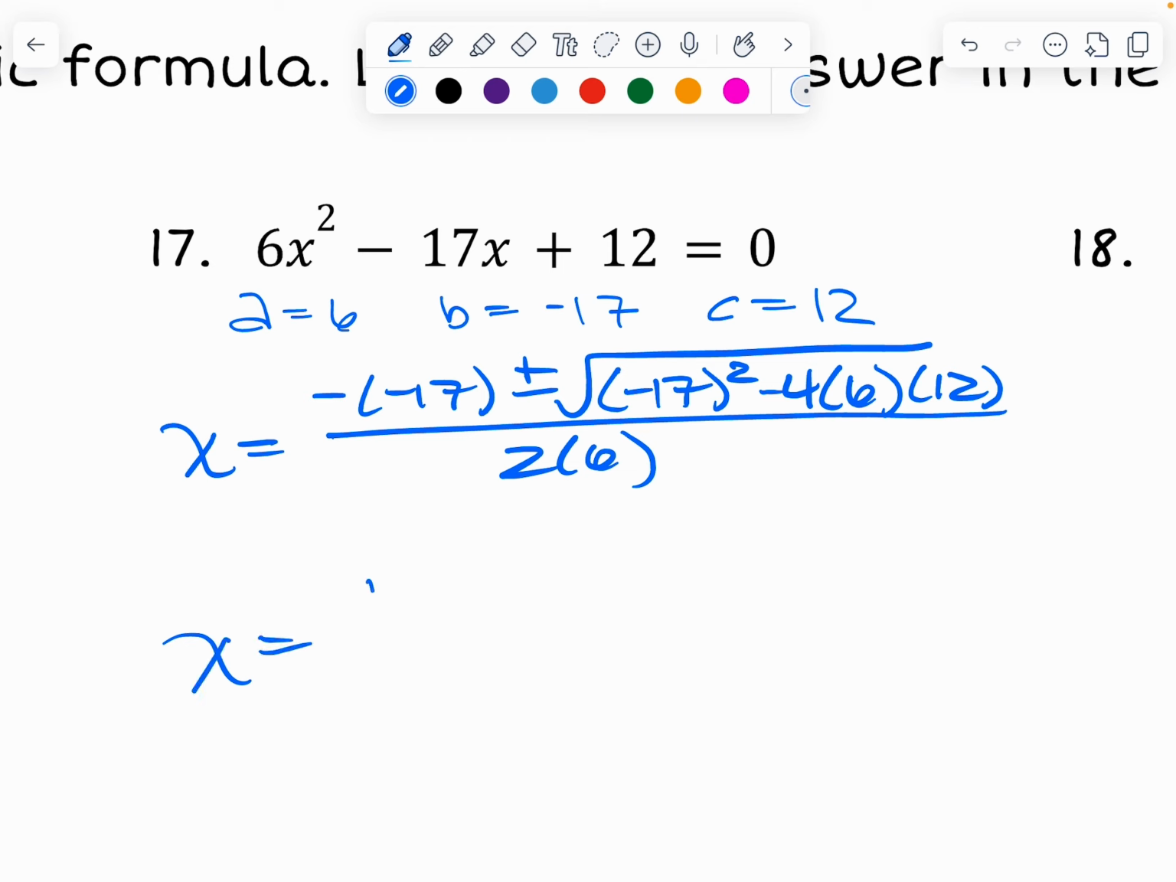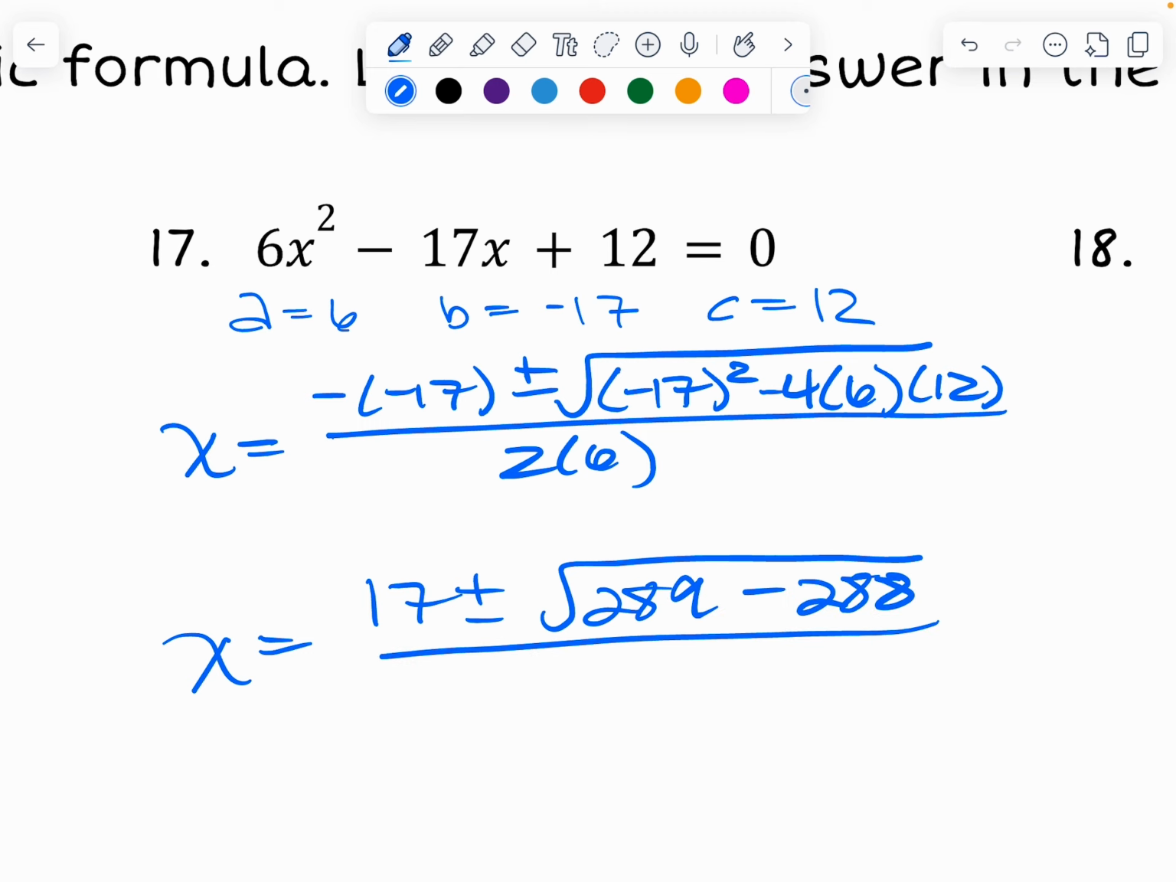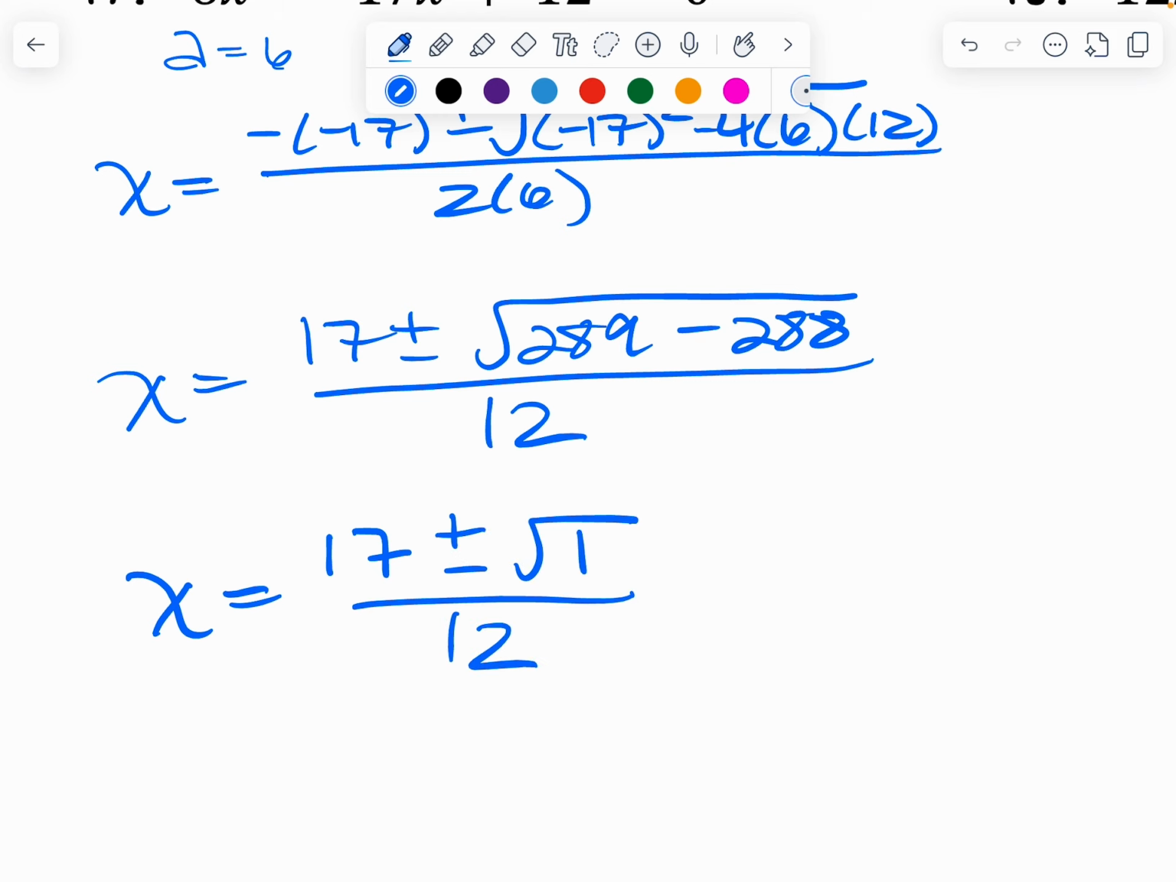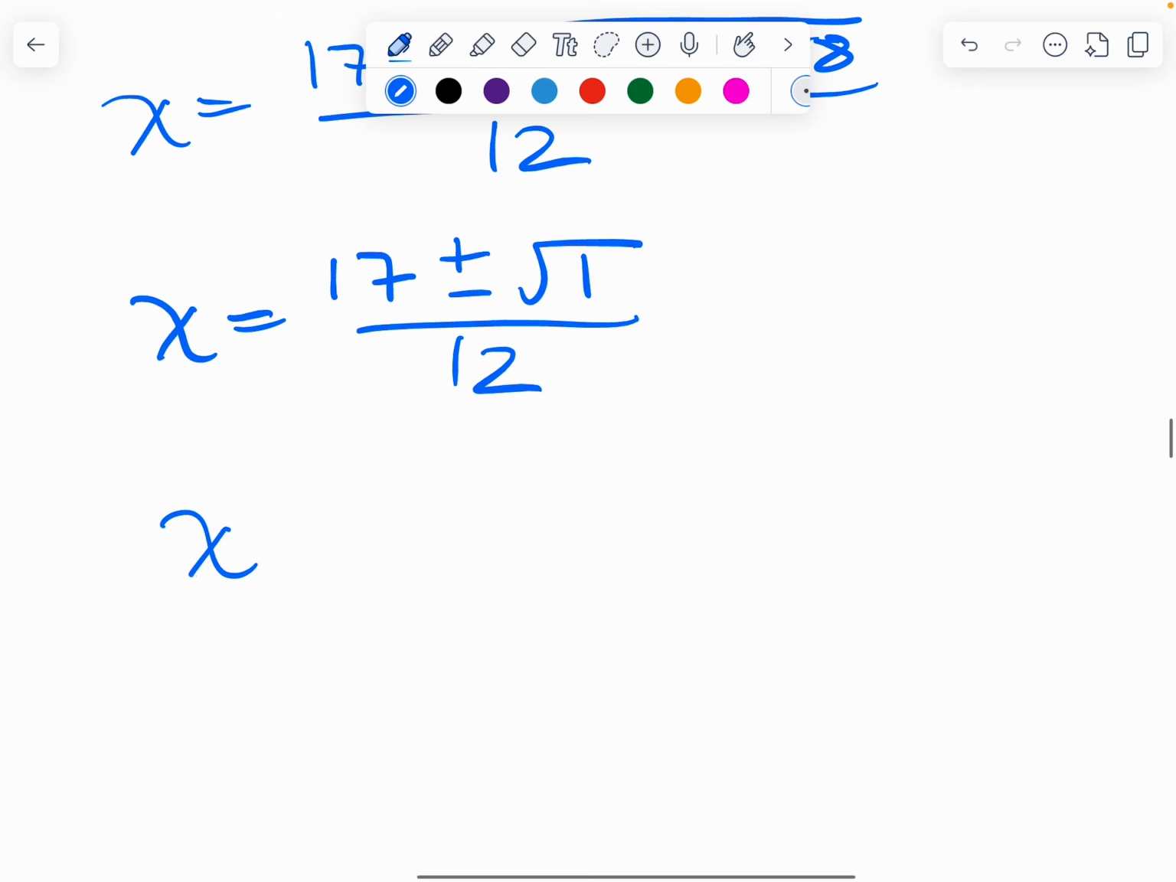X equals 17 plus or minus the square root of 289 minus 288, all over 12. So this will get me the square root of 1. 17 plus or minus the square root of 1 over 12. X equals 17 plus or minus 1 over 12.